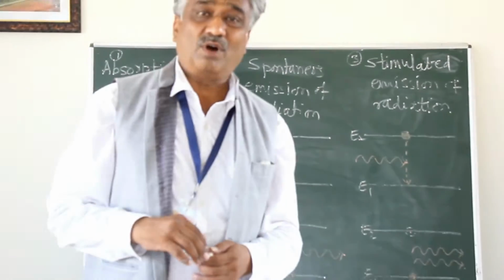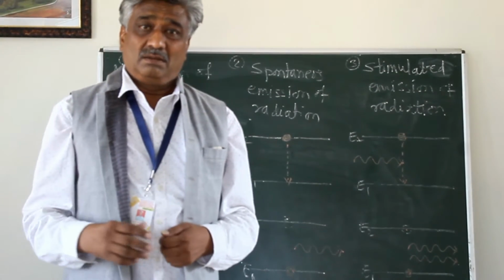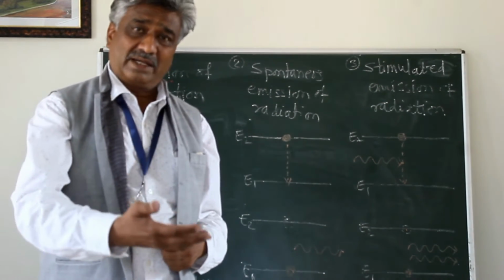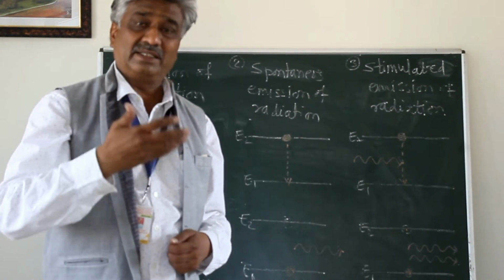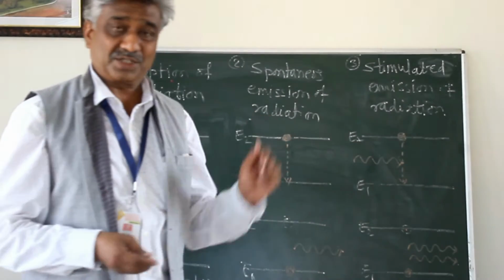Usually the atoms or molecules are in lower energy state. By incidence of some radiation, the atoms or molecules can go from lower energy state to higher energy state, that is the excited state. This process is called absorption of radiation.